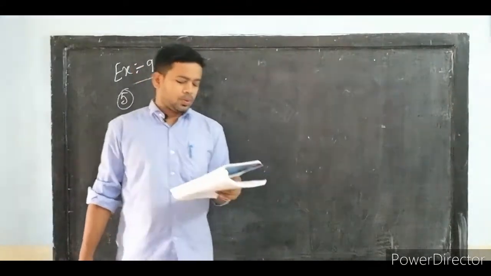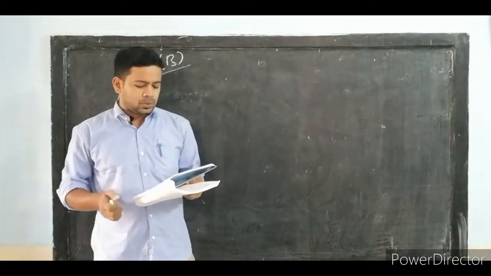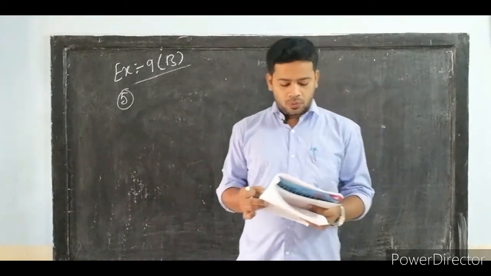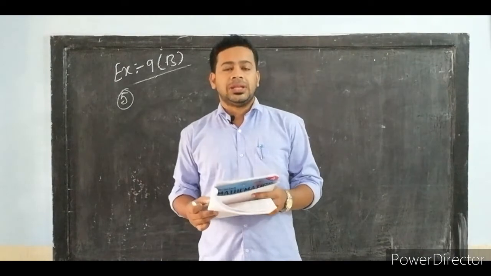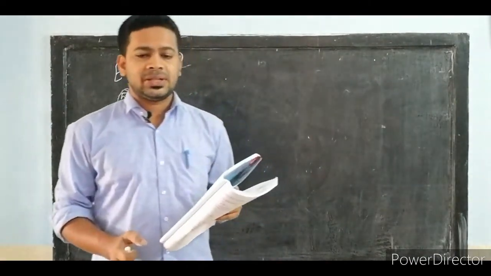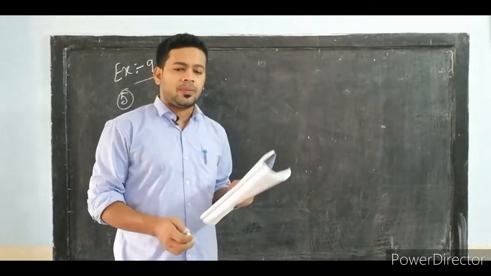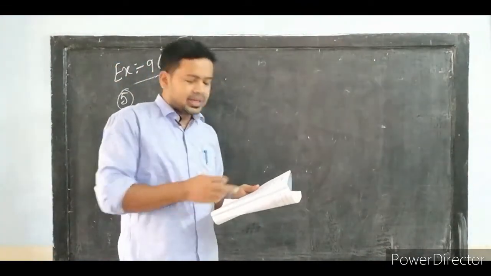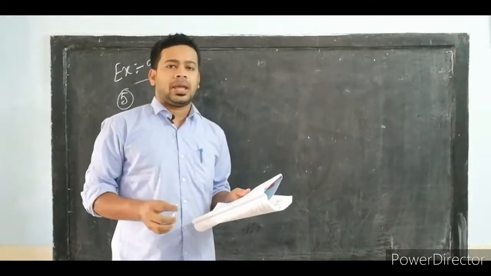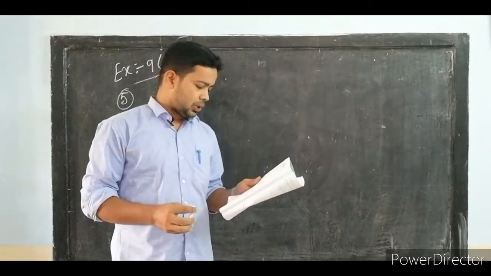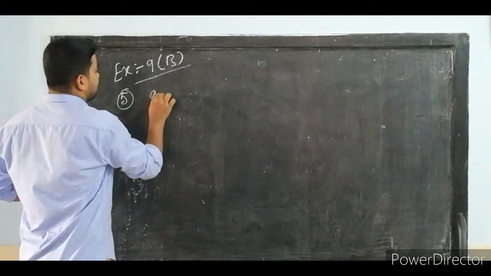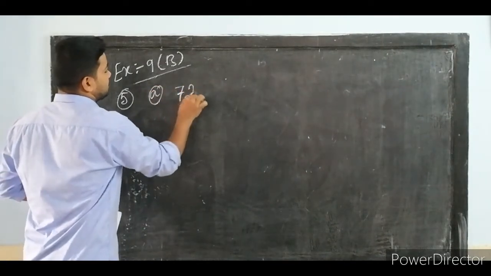Now question number 5 is: find without actual division which of the following numbers are divisible by 4. Tick them. To do this we need to know the divisibility rule of 4, isn't it? Since it is already given that we cannot do the actual division, we need to do it without actual division. So in A the number is 72.